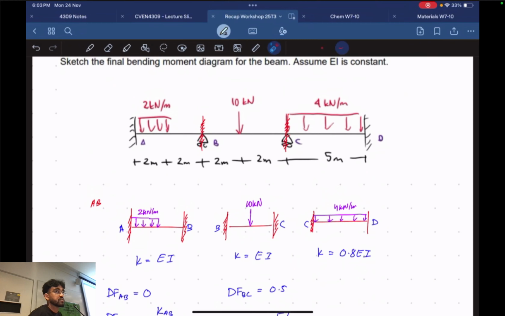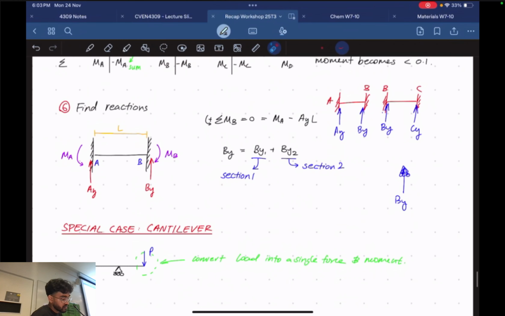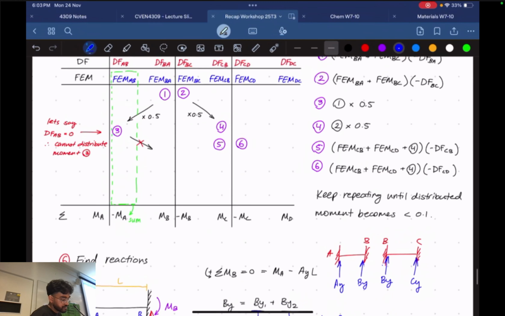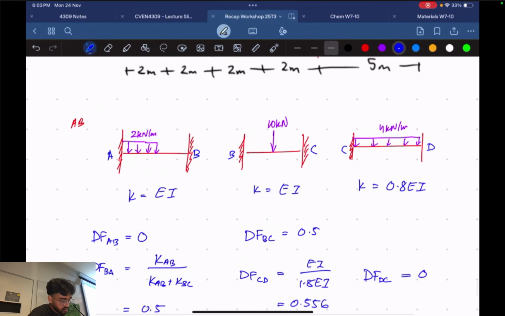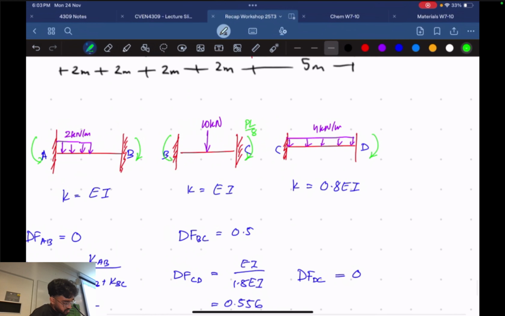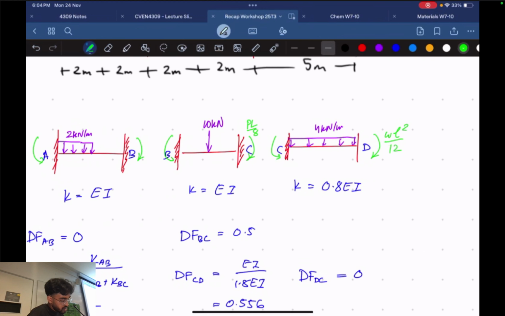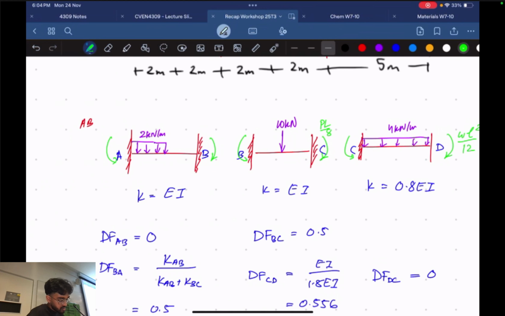Any confusions? Makes sense, sort of? Alright, cool. So after you find the degrees of freedom, the distribution factors, and K, you've got to find your fixed end moments, so you've got to find this one, this one, this one, this one. This one is PL on 8. This one is WL squared on 12. This one, I'm not too sure, it's like PA squared B over 12, or PAB squared on 12, something like that. Or 192, I don't know. But you can figure that out.